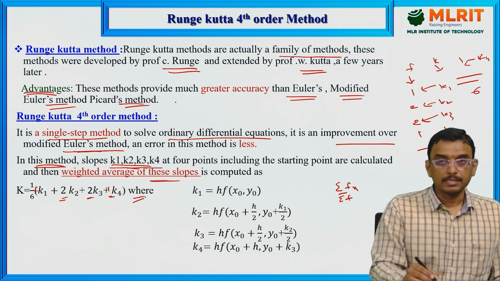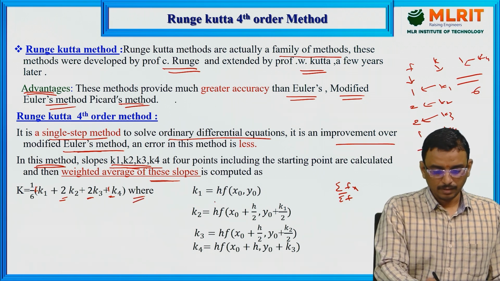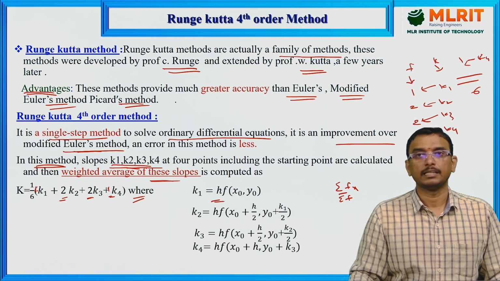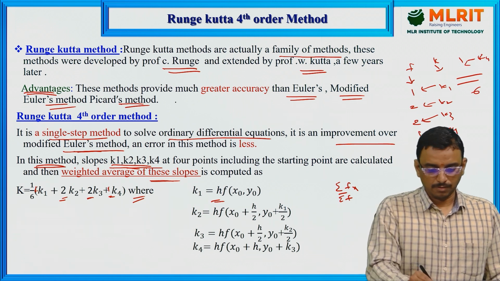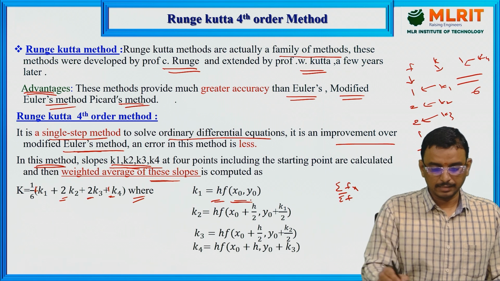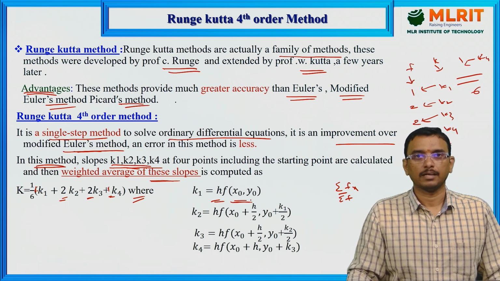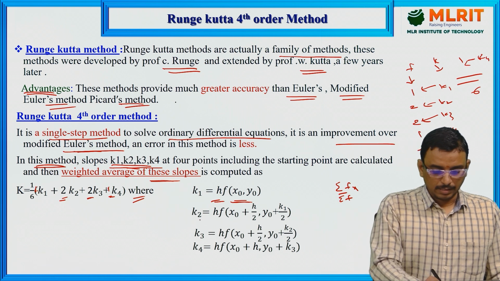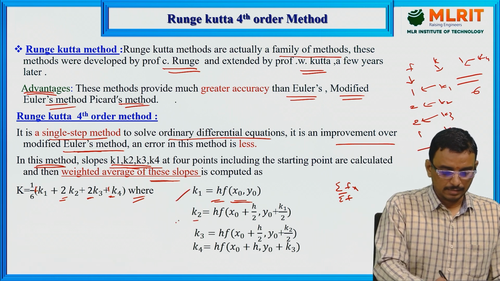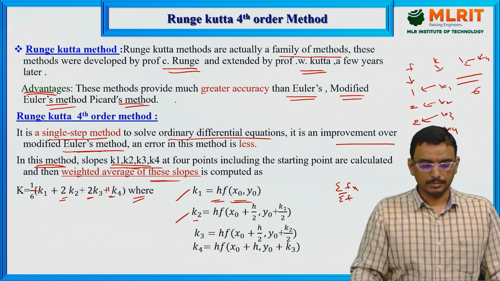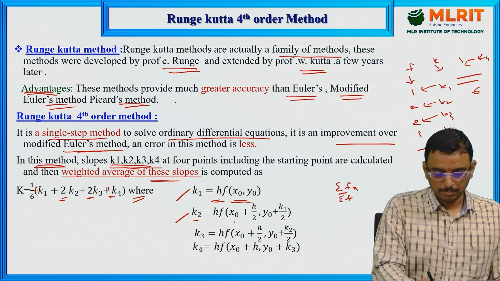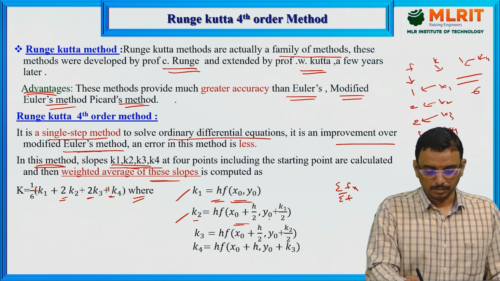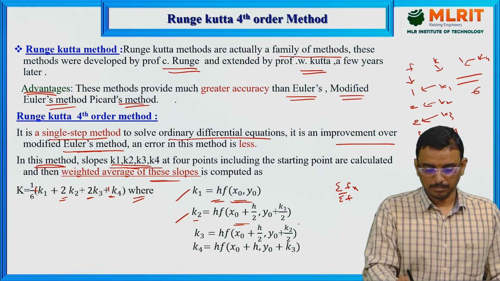Where k1 is equal to h, and h is nothing but the step size of equal length. So k1 is h into f of x naught comma y naught. We are finding f of x naught and y naught. Now k2, this is another slope, is equal to h into f of x naught plus h by 2, the step size divided by 2, and y naught plus k1 by 2.